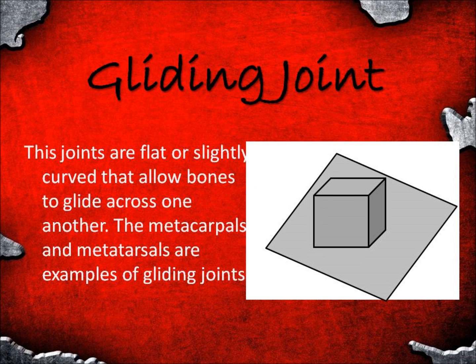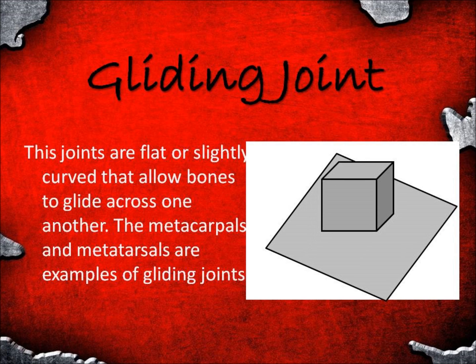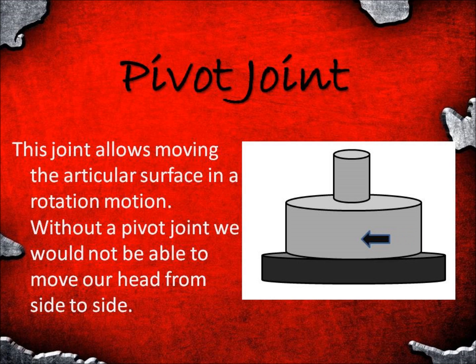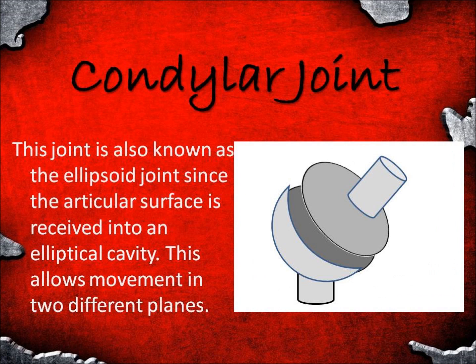The next one is the gliding joint. These joints are flat or slightly curved, and they allow the bones to glide across one another. These are typically found between the metacarpals and the metatarsals. The next is the pivot joint. This joint only allows moving the articular surface in a rotation motion, which is why with the pivot joint we are able to move our head from side to side.